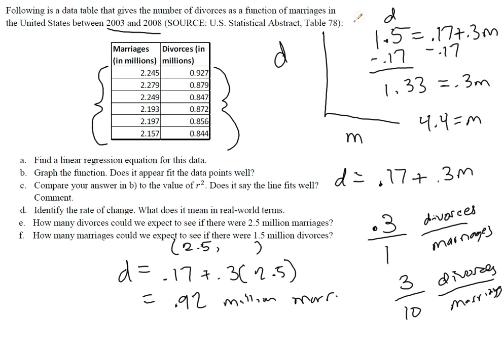And here's an interesting aspect. If there were 0 marriages, we would expect that there would still be 0.17 divorces. In other words, there would be 0.17 million divorces if there were 0 million marriages. So it looks like that's not a good thing, that if there aren't enough marriages, then the divorces take place quite a bit faster.